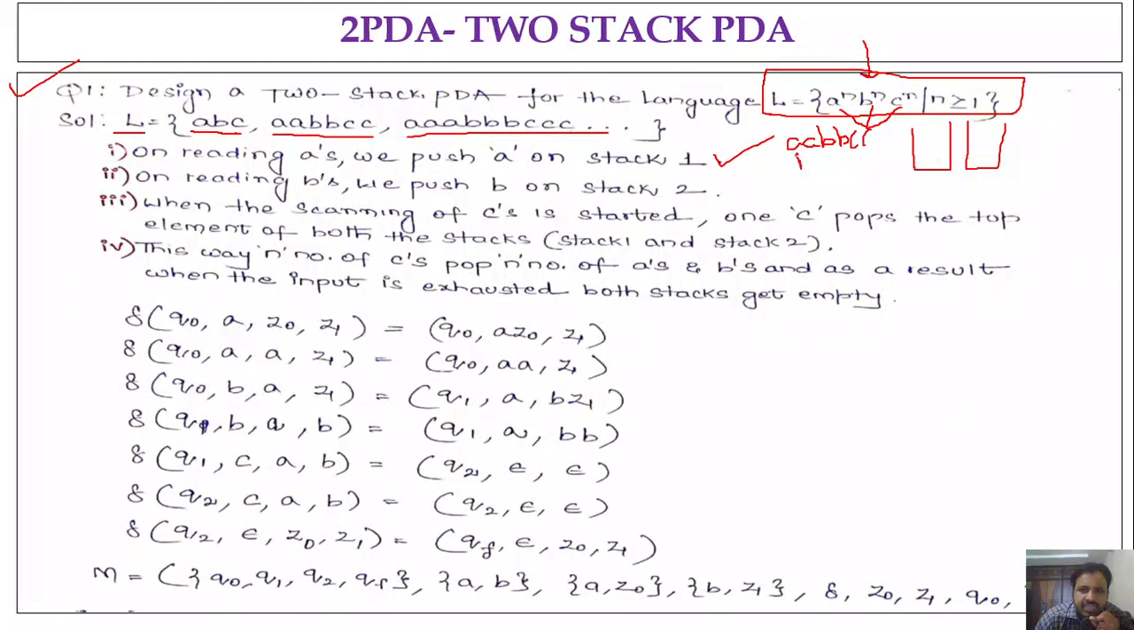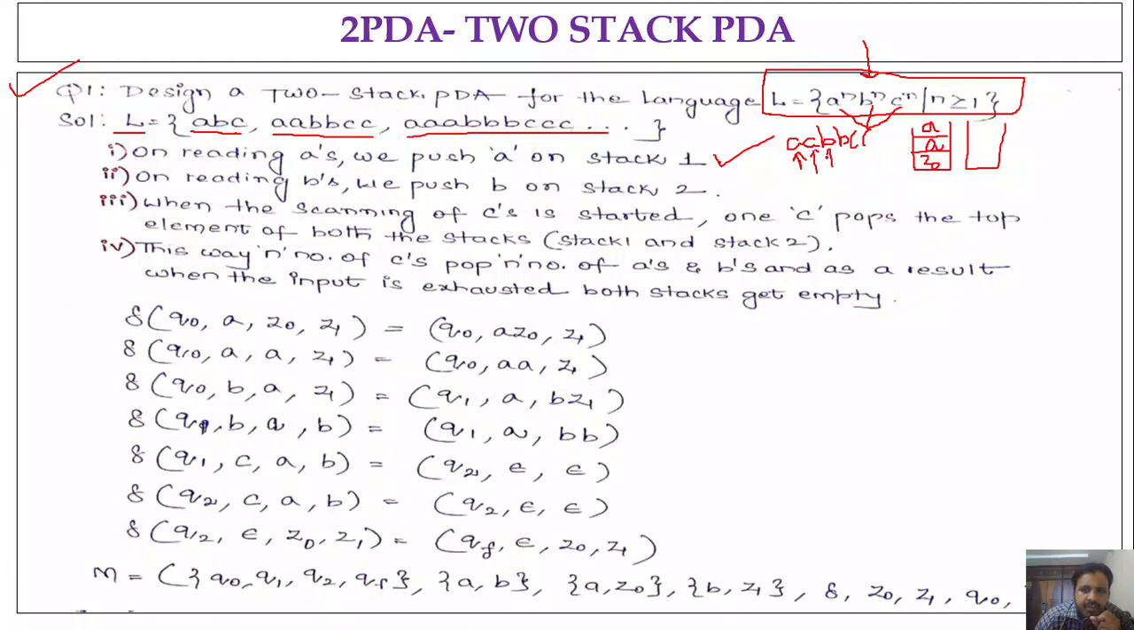So what is the first input? It is A. When you get A, you have to push it onto the stack. Initially I am taking Z0 as the bottom of the stack. So for the first A we push it, and for the second A we push it onto stack 1. Done. Next one, B.